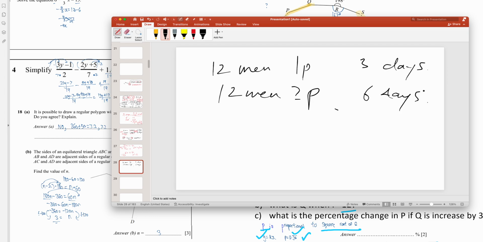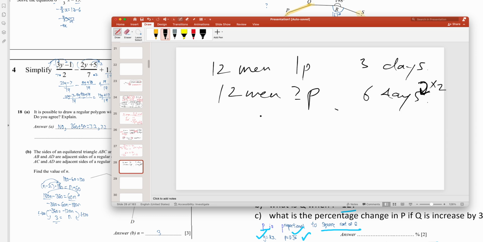Ask yourself, the time, what happens to the time? Increase. By? Okay, we talk about factor. We don't talk about plus. So you need to tell me whether it's a times factor or a divide factor. From here to here, times. Times what? The 2. So basically your time times 2, right?